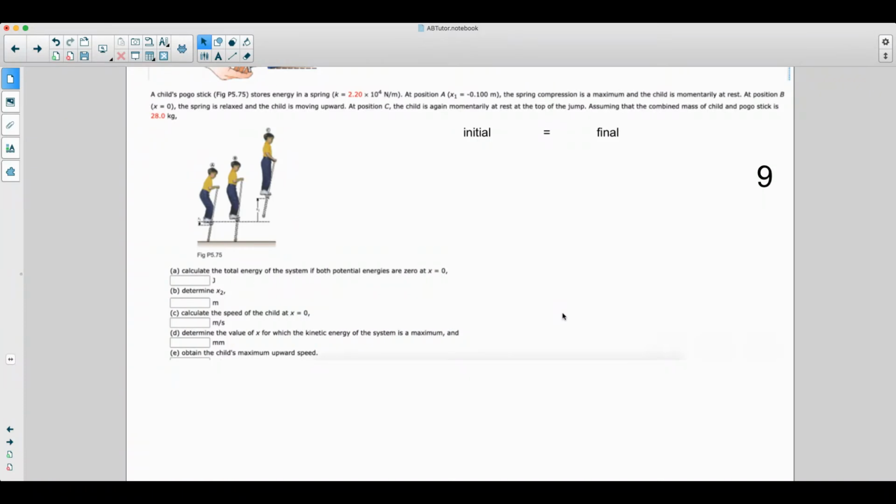Okay, so there was a little mistake in this. Totally slipped past me. I'm sorry about that. But let's get this pogo stick problem straight. It's a nice problem. Initially, we said that there was PES.